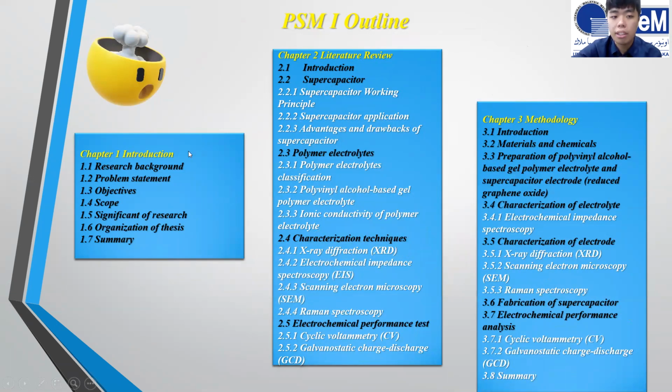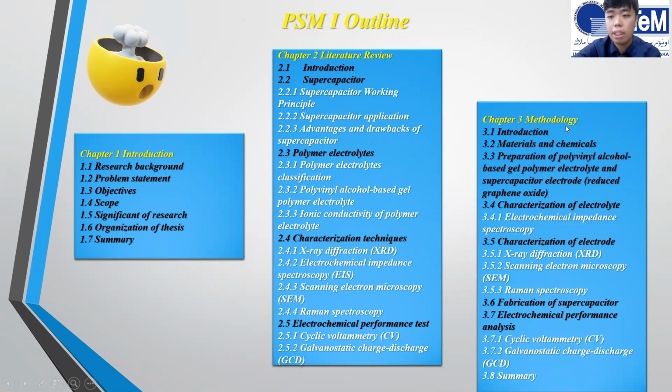For Chapter 1 introduction, it includes research background, problem statement, objective, scope, significance of research, organization of thesis, and summary. For my Chapter 2 literature review, there are 4 main topics. First is supercapacitor, the second is polymer electrolytes, the third is characterization techniques, and the last is electrochemical performance test.